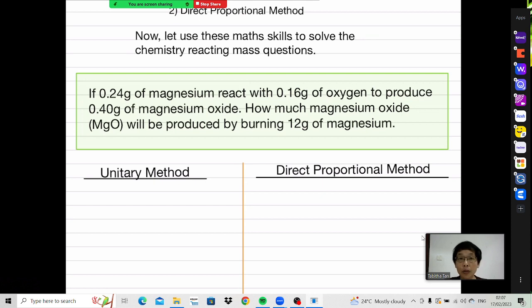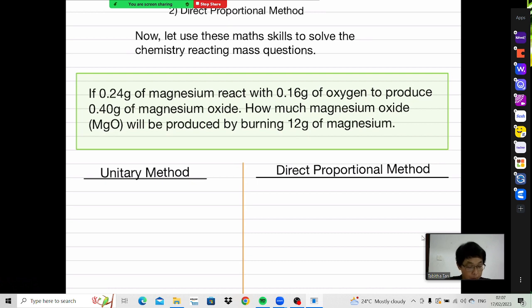Okay, let's read the questions together. If 0.24 gram of magnesium reacts with 0.16 gram of oxygen to produce 0.40 gram of magnesium oxide, how much magnesium oxide, MgO, will be produced by burning 12 grams of magnesium?